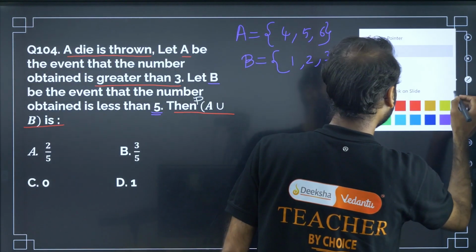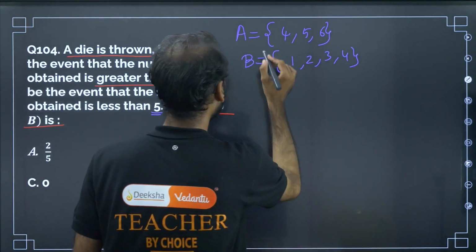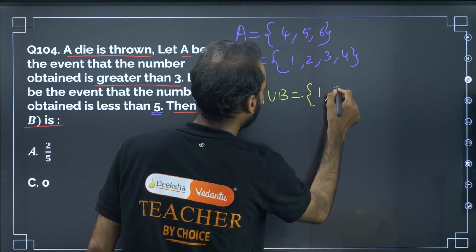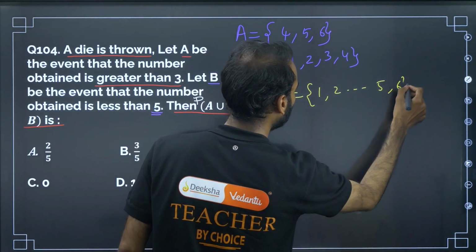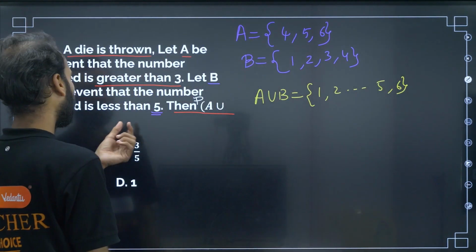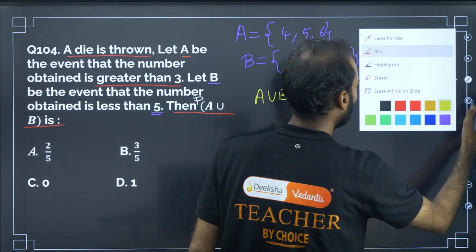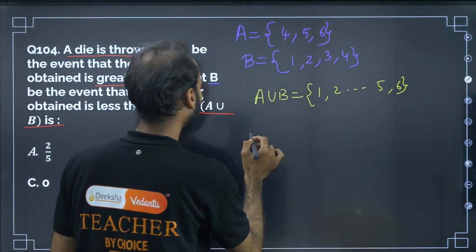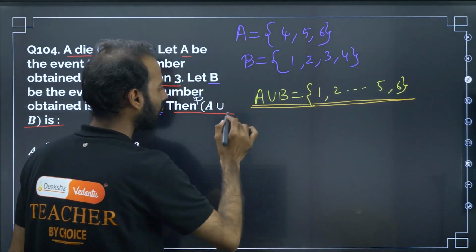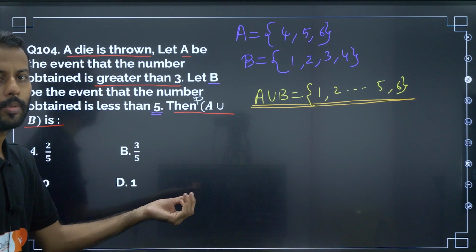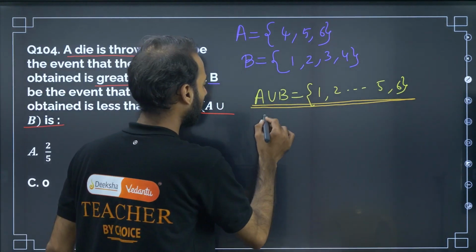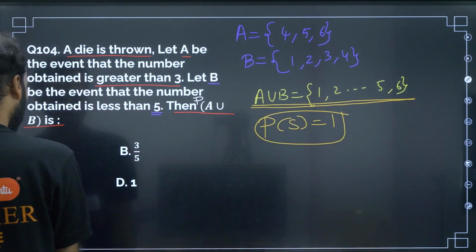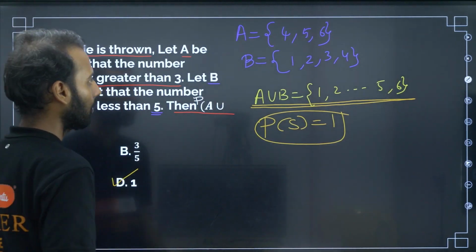So for probability of A union B, what to do? First let me write A union B. A union B is equal to 1, 2, 3, 4, 5, 6, up to 6. Next, what are they asking? Probability of A union B. You observe one thing here. A union B is the total sample space only. For throwing of a die, the sample space is 1 to 6. So A union B is 6 outcomes, and the probability of the sample space is equal to 1. Is there any option 1? Yes, D is the answer. Moving on to the next question.